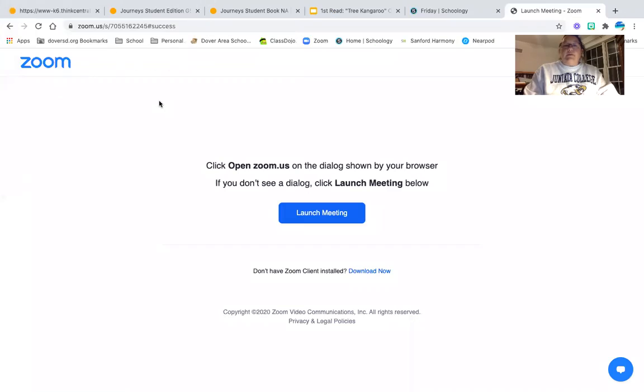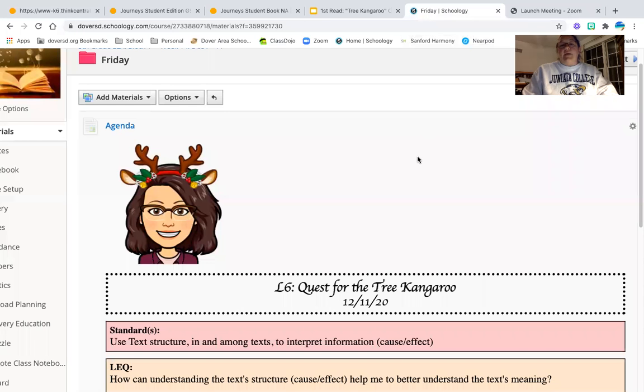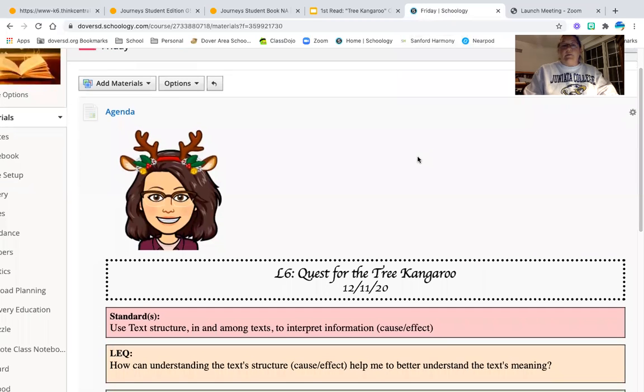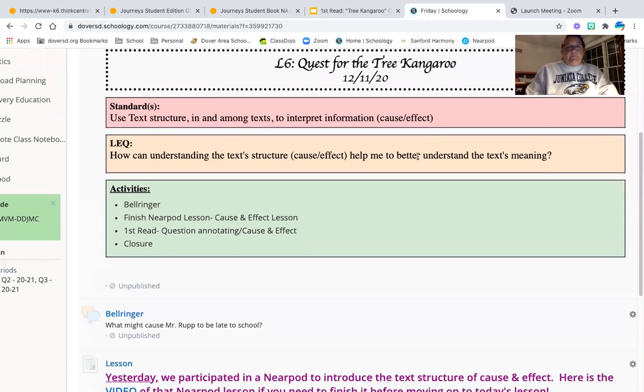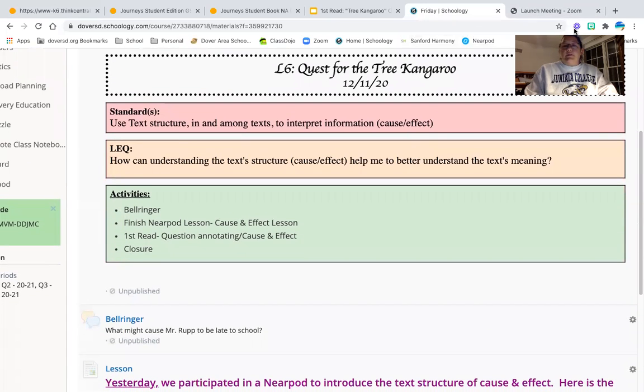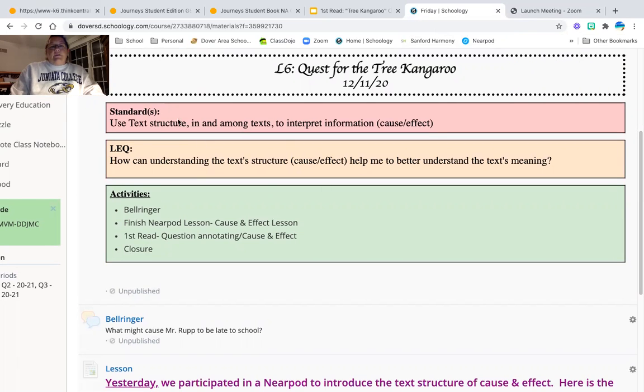So if you recall yesterday, we worked through a Nearpod, and that introduced the skill cause and effect. Today, I have to finish that up in 2 of my classes, but my last block did finish that. So here's our agenda. Today we're going to continue to focus on text structure, specifically cause and effect, and how knowing the text structure helps you to better understand the text.